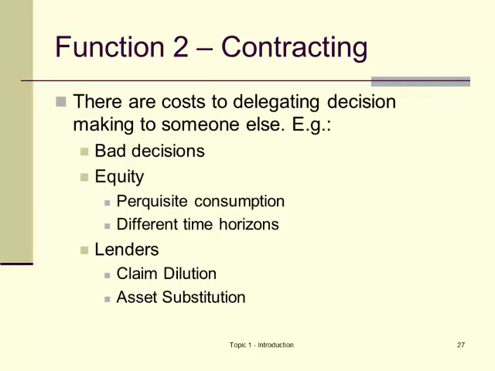That's claim dilution. So the way you address claim dilution, a number of ways. Look at the debt asset ratio, make sure there's not too much debt in this company, in the contract. That's one thing you can do. You can do what the Commonwealth Bank does with me.